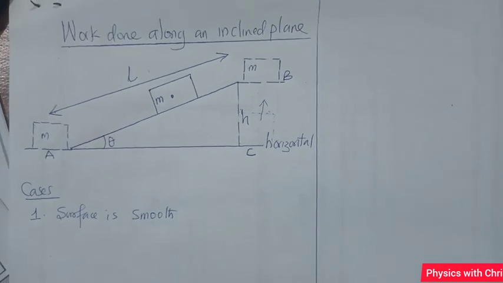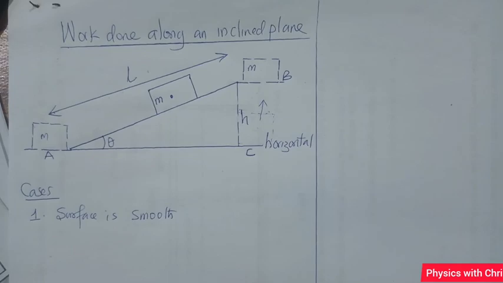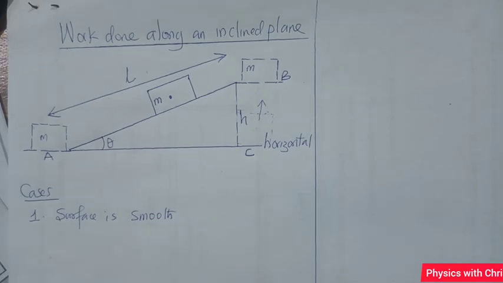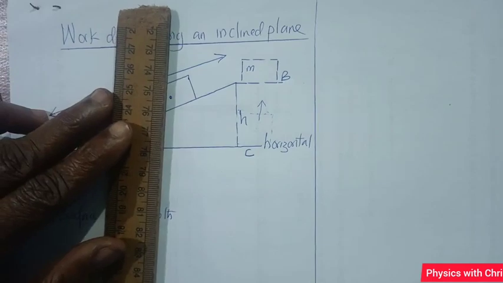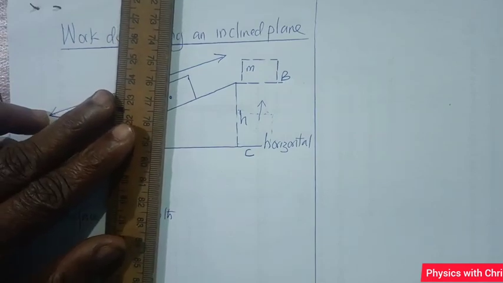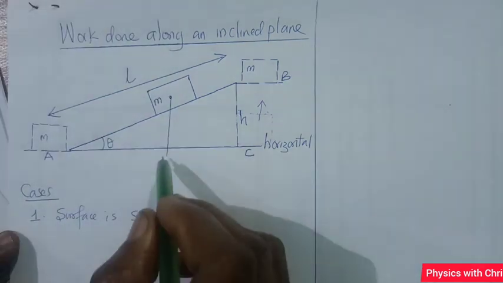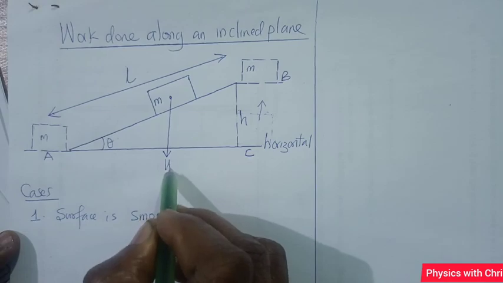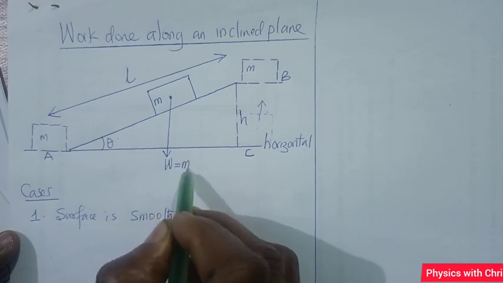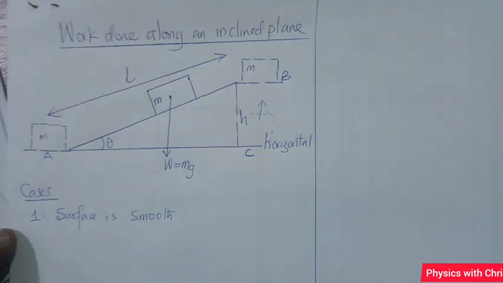Now let's do the analysis of this object on this inclined plane. First of all, I need to talk about the weight of this block. The weight of a body is always acting vertically downwards. So with the aid of my ruler, I'm going to draw a line showing the weight of this block acting this way, vertically downward. And W is the symbol, which is equal to mass times acceleration due to gravity. That's the weight of the body.